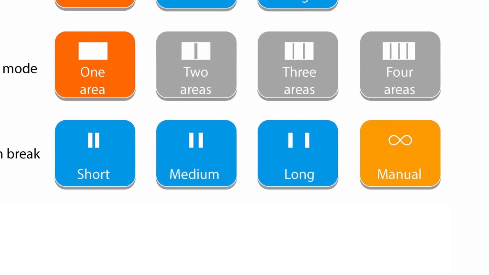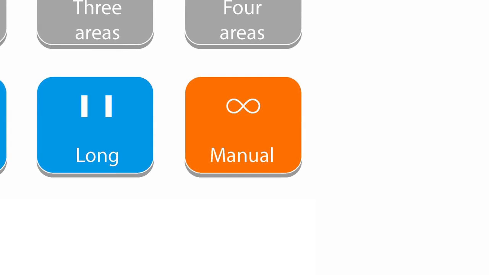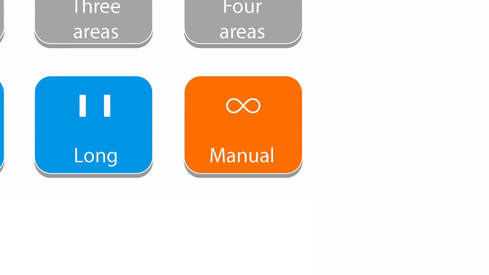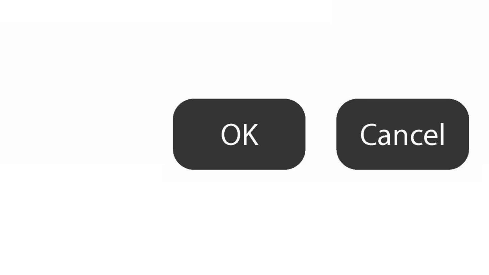But if you're more hands-on, tap manual to control the laser pulse by pressing and releasing the applicator switch. Okay? Okay. We're ready to start.